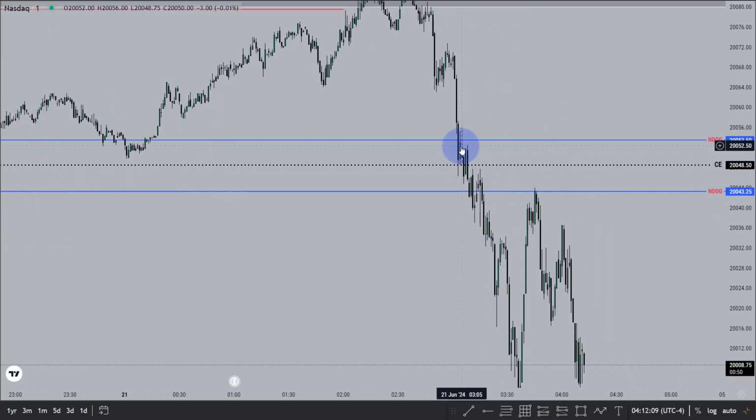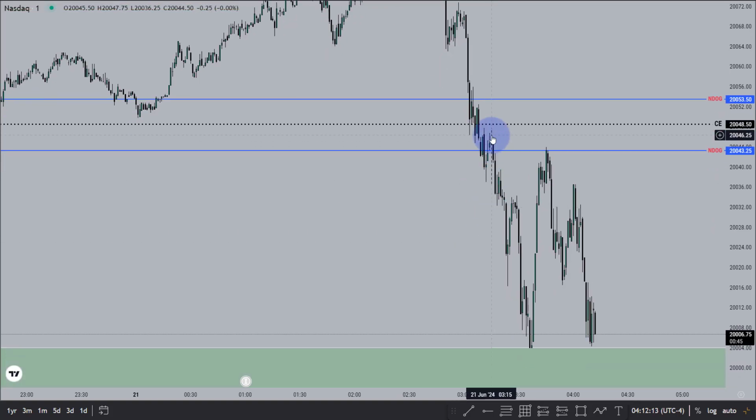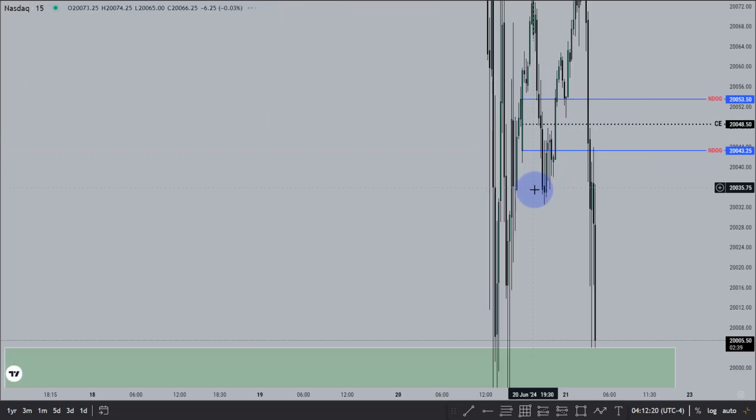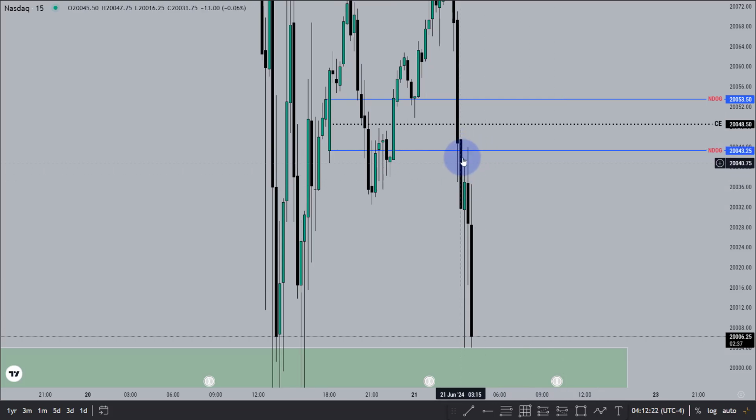Now I'm not interested in holding my trade for a sell until I get confirmation from the 15-minute chart that this new day opening gap is broken. Let me go to the 15-minute chart. You can see this specific candle has closed below this new day opening gap. That means it has broken this new day opening gap.